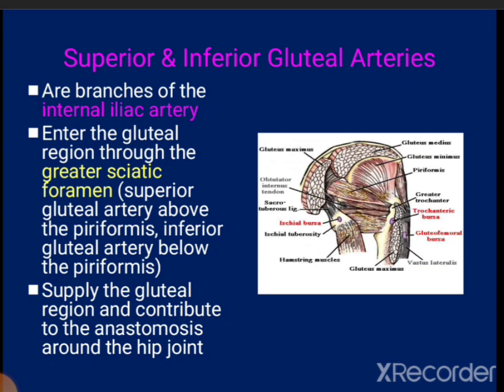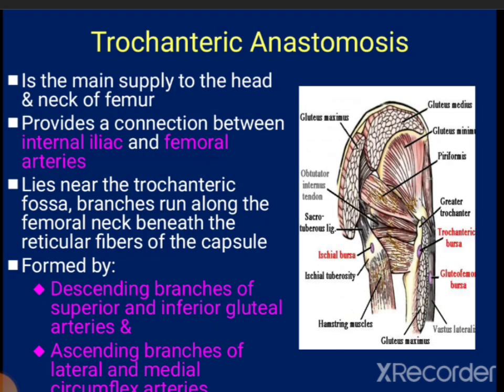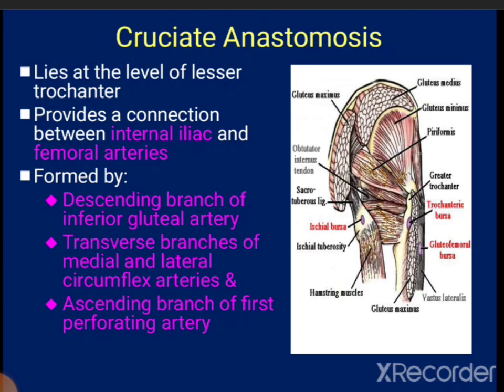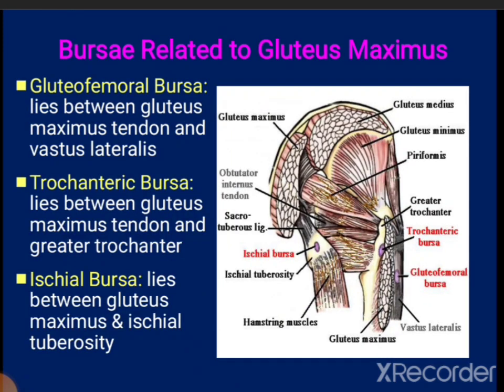The superior and the inferior gluteal arteries are branches of internal iliac arteries. They enter the gluteal region through the greater sciatic foramen. Superior gluteal artery above the piriformis and inferior gluteal artery below the piriformis. They supply the gluteal region and contribute to the anastomosis around the hip joint. Then we have trochanteric anastomosis. This anastomosis is found on the greater trochanter of femur. Then cruciate anastomosis, it lies at the level of lesser trochanter.